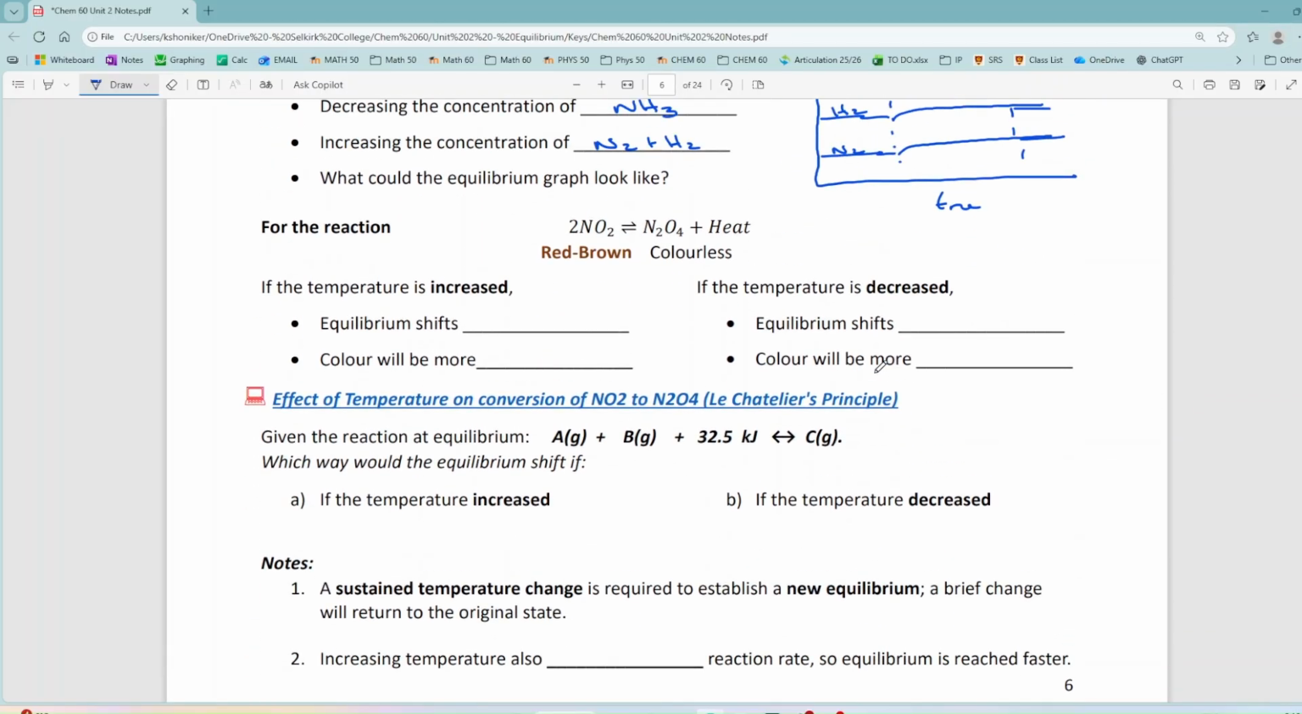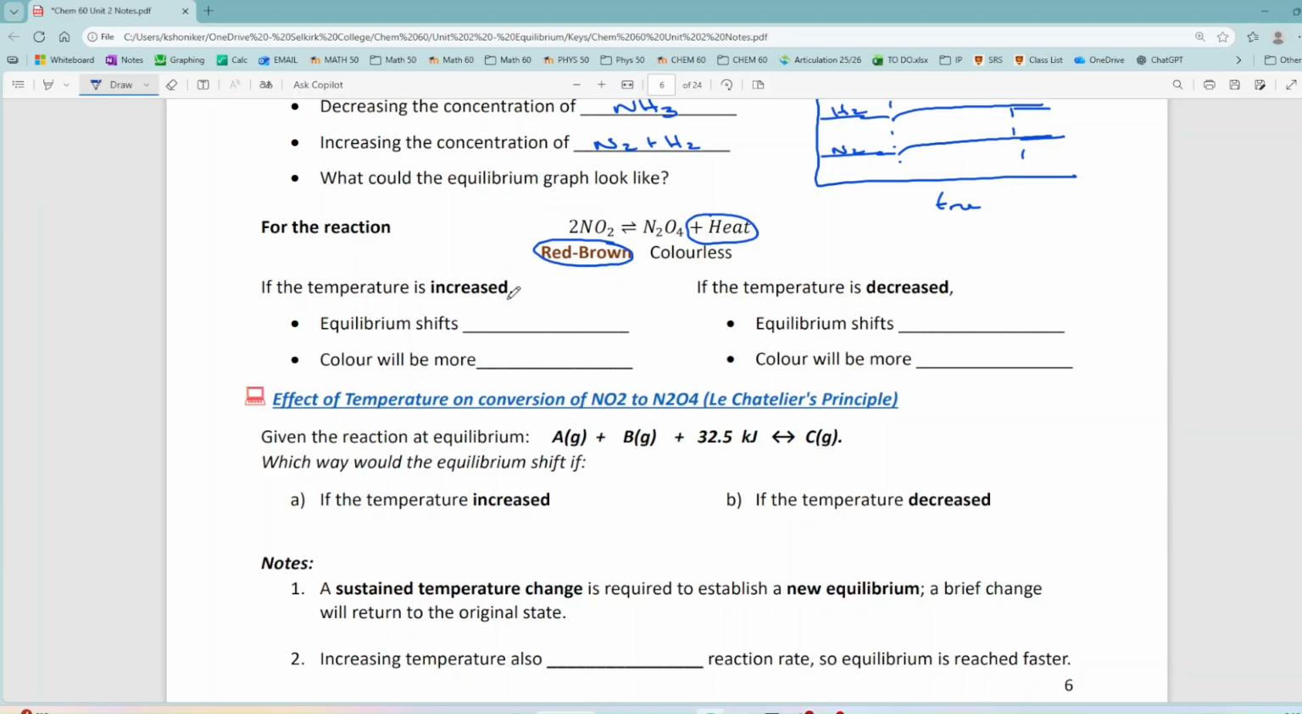So let's do an example. This time I have nitrogen dioxide, which we've seen before. It is a red-brown liquid, and it can form dinitrogen tetroxide, but when it does it, it releases heat. If the temperature is increased, which way will equilibrium shift? Okay, so maybe pause the video, just answer these questions and think about what the color change would be. Is it going to get more brown or more colorless or less brown?